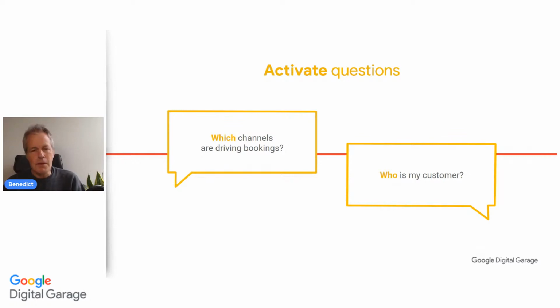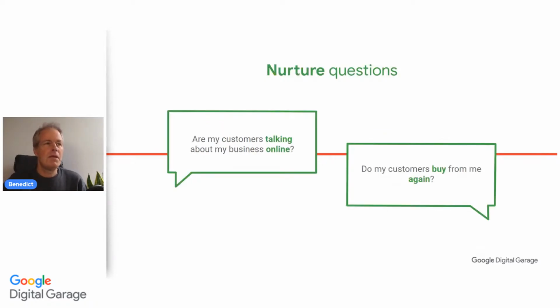Obviously, if you're in a very big company and there are many different divisions, you can have a persona for each of the different divisions. But overall, your main customers will be the majority of the people. So if you can build that up, at least it gives you an idea. Nurture questions. Are my customers talking about my business online? Do my customers buy from me again? Or it could be businesses as well, buy from me again. So all of those different areas.